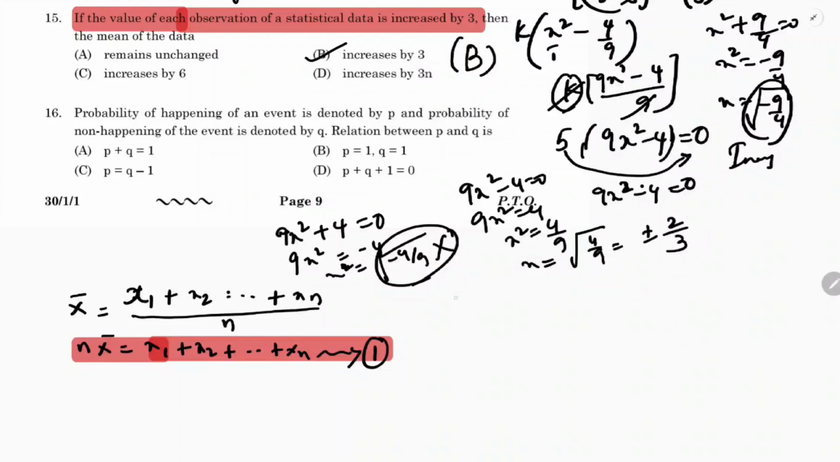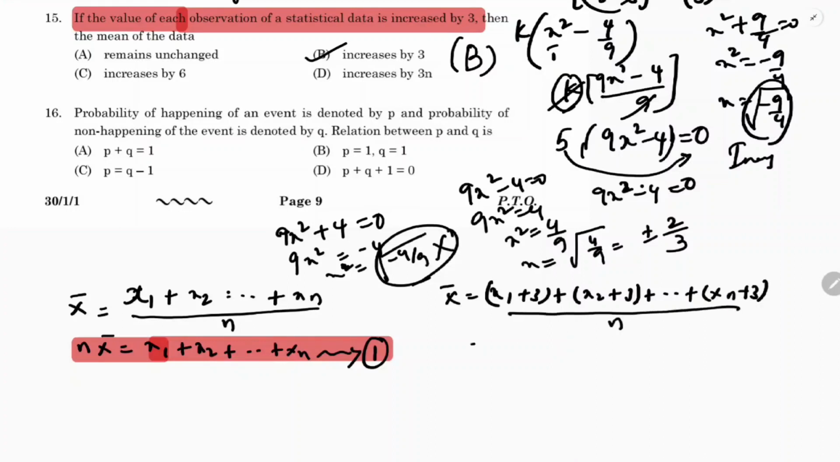So the new mean will be x1 plus 3, x2 plus 3, and so on, xn plus 3, by n. So now see here, x1 plus 3, xn plus 3. I'll write all the variables: x1 plus x2 plus so on plus xn. This 3 will be getting like n times 3 by n.